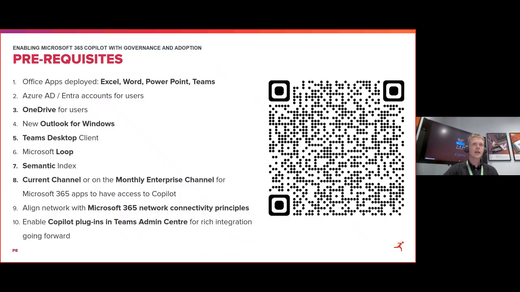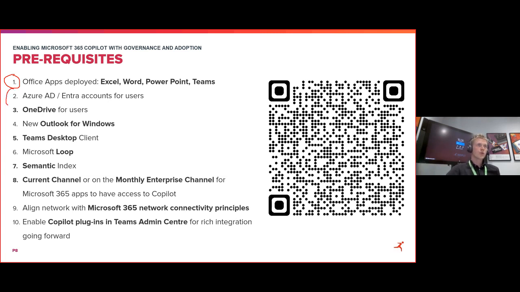But first of all, let's take a look into the prerequisites and just discuss them one by one, like what is actually required, just mandatory to have in my environment to enable Copilot features. So first of all, I think it's kind of obvious, but if you'd like to use Copilot in Excel and Word and PowerPoint, you should have those applications enabled and deployed to your organization. So then your employees can actually use Copilot in Excel.